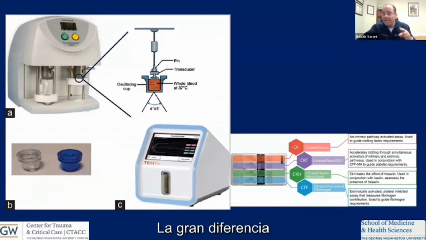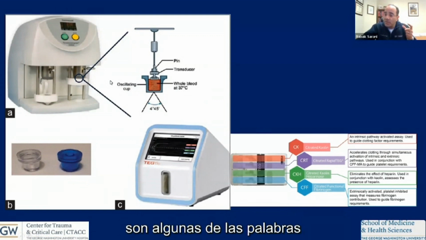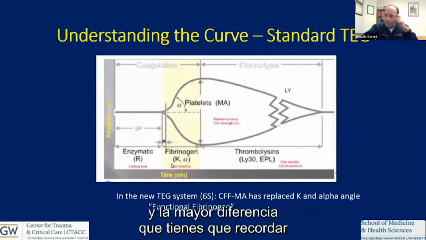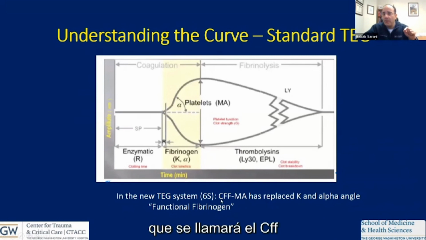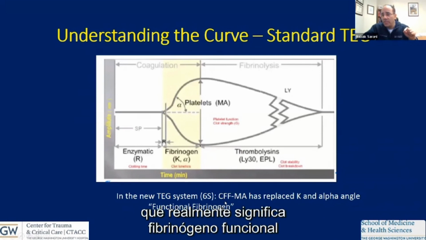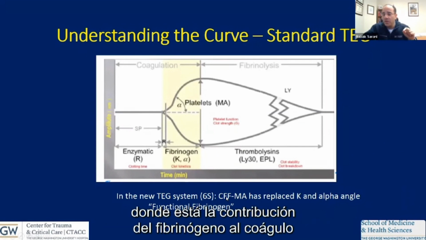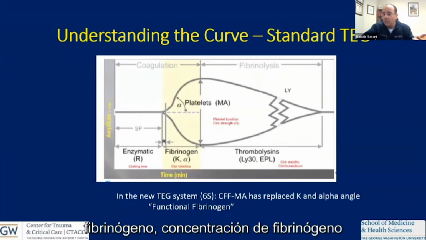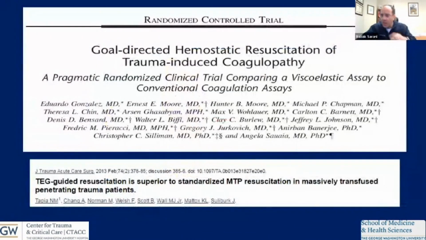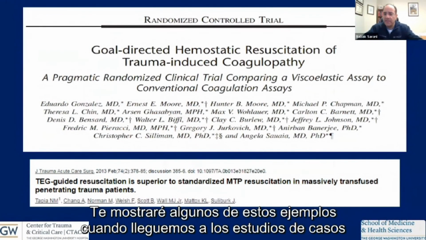The one big difference between the 6S and the 5000 is some of the words. And the biggest difference that you have to remember is that the alpha angle no longer exists. There will be no such thing called alpha angle in the 6S. That will be called the CFF, which really stands for functional fibrinogen. That's going to tell you very directly what the fibrinogen contribution is to the clot and whether or not you have to give the person fibrinogen concentrate or cryoprecipitate. And I'll show you some of these examples when we get to the case studies.